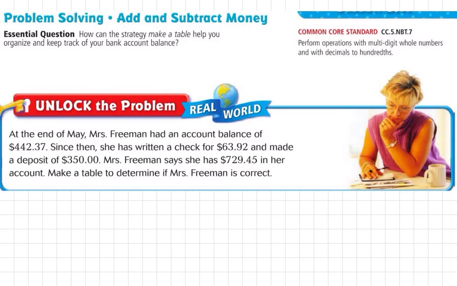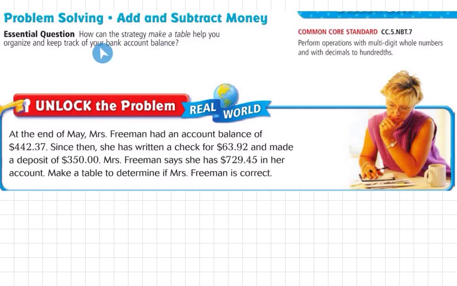Students, in lesson 3.11, we are going to work on some problem-solving strategies, and it's really nice because it's going to be working on adding and subtracting money, which is something that we've threaded through this whole entire chapter. So it's something you have exposure to already, and you're going to feel pretty good about it. So we're going to add and subtract money. Our essential question for this lesson, boys and girls, is how can the strategy make a table help you organize and keep track of your bank account balance?